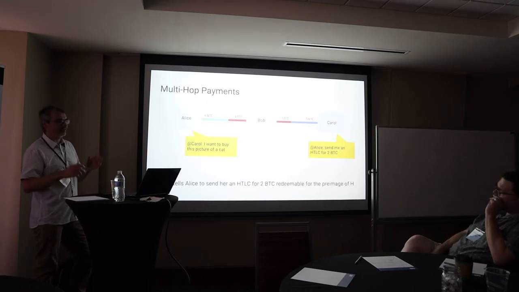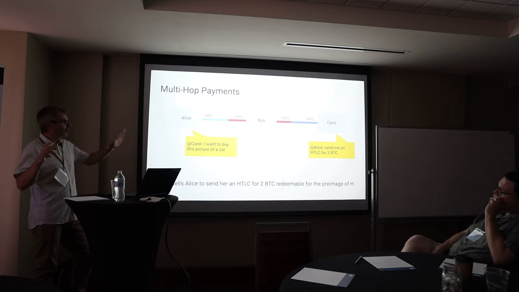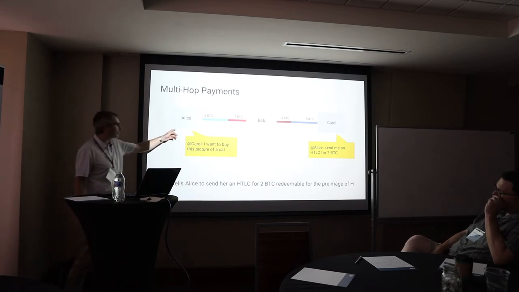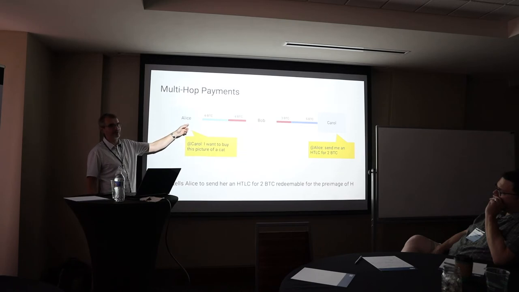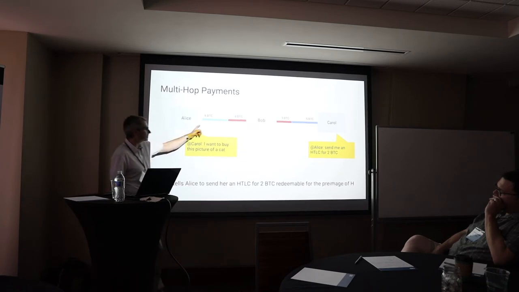So now we've seen how payments work for a single channel. Now we're going to see how you can extend it to a network of channels. So suppose Alice wants to buy something from Carol, but she doesn't have a direct connection to Carol. She has to go through Bob. It's exactly the same idea.